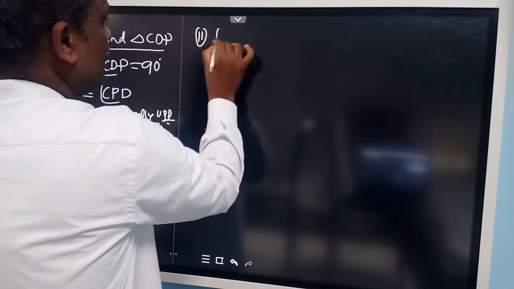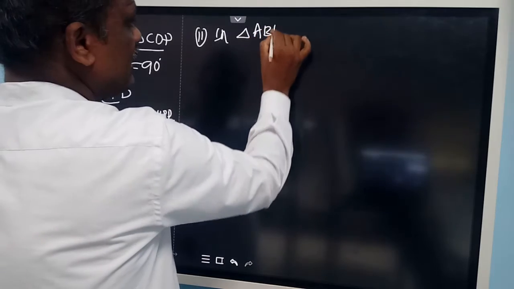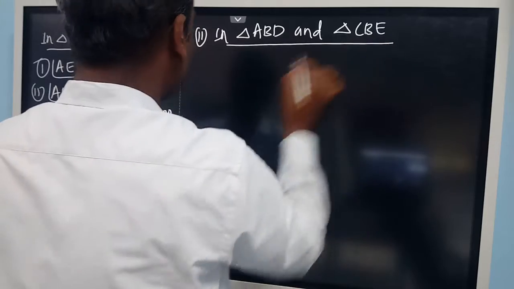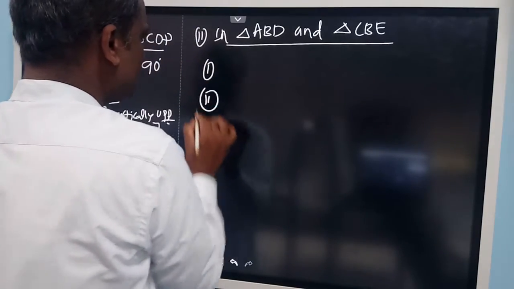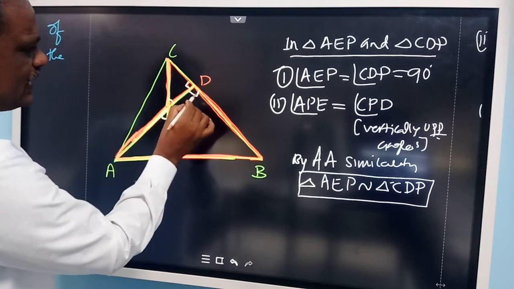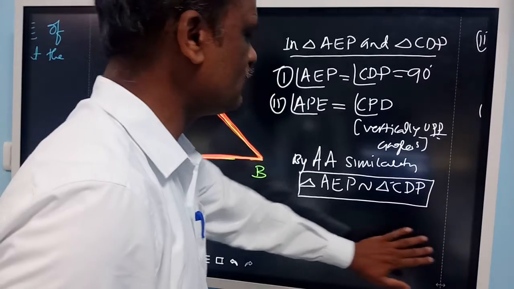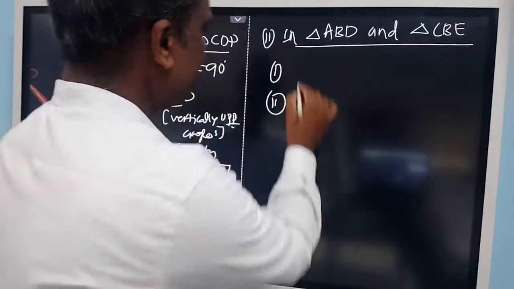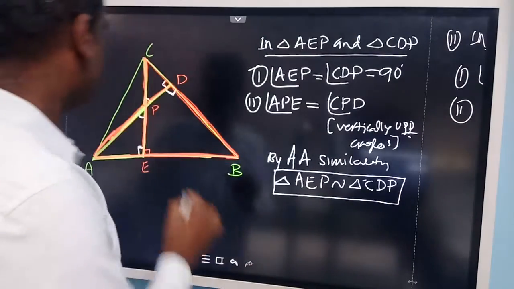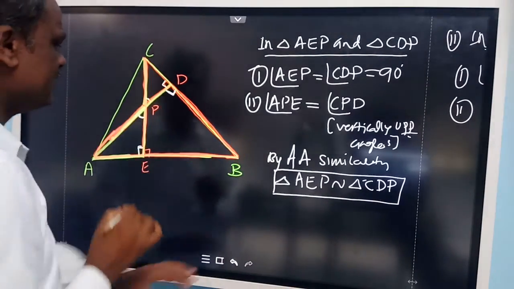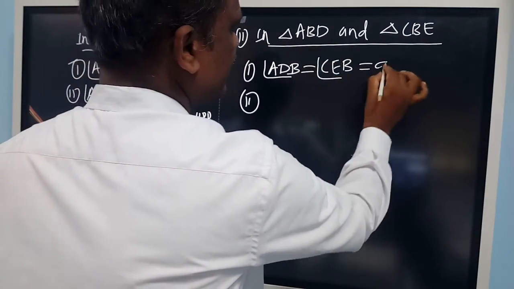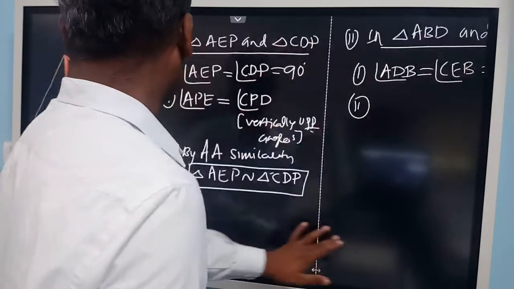For the second pair, in triangle ABD and in triangle CBE, you have to identify the angles which are equal. Two pairs of angles you have to show. In triangle ABD, this angle D is 90 degrees, so angle ADB is equal to 90 degrees. Then in CBE, angle E is 90 degrees, so CEB is also 90 degrees, because altitudes are perpendicular.